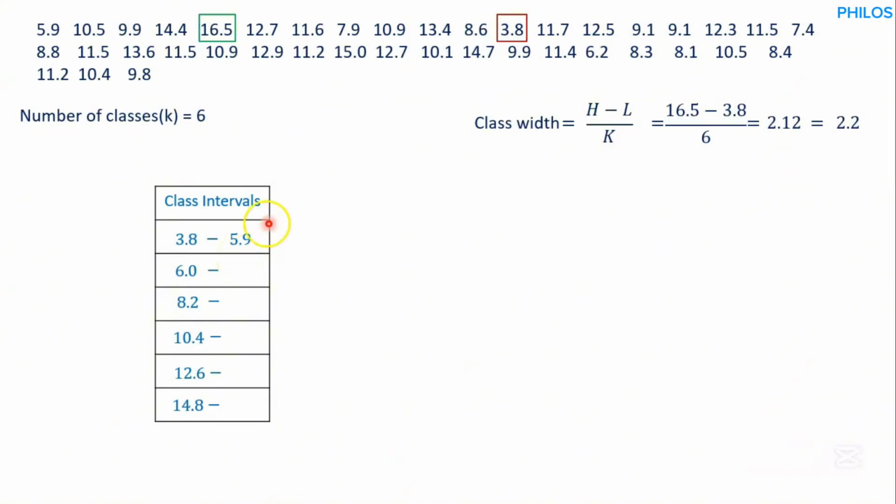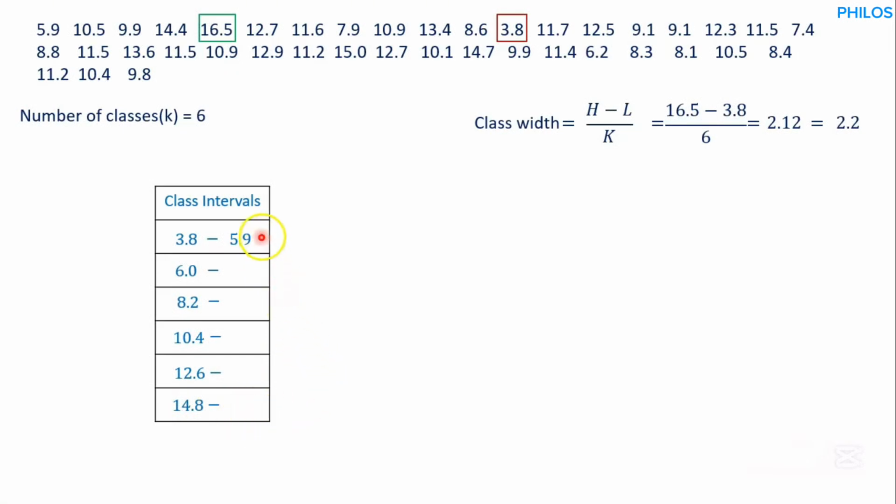So after getting the upper class limit of the first class, we'll find the rest. To find the rest, the same 2.1 you added to this 3.8, you add to this one to get the upper limit here. The same 2.1 you add to this to get the upper here, and the same 2.1 you add to 14.8 to get the upper here. That is one way you can do it.